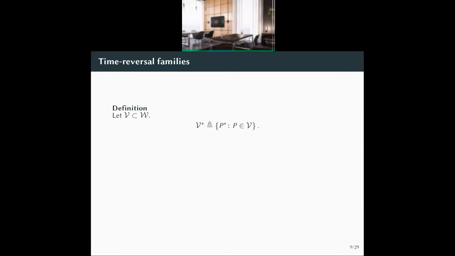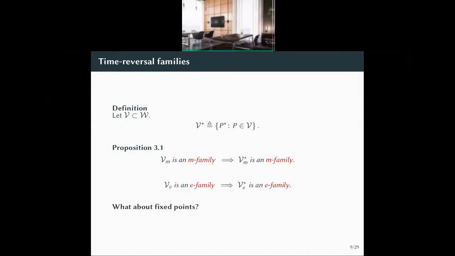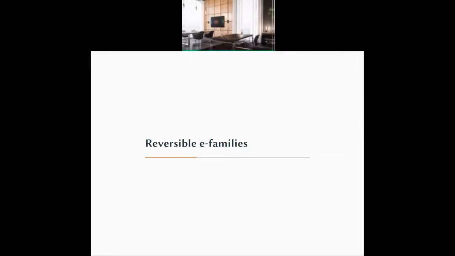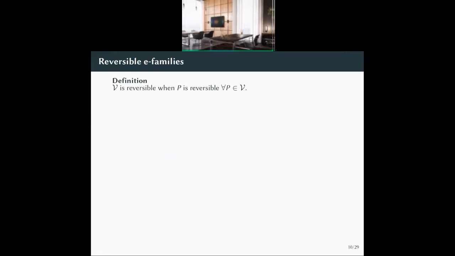First, an observation. If now I'm taking a subset of all irreducible kernels, I can define the time reversal of the family to be just the family of all the time reversals. And the first thing we can quickly observe is that if V is an M family, then V star is also an M family. Similarly, if V is an E family, then V star is also an E family. So our next question is, okay, what remains unchanged by taking the time reversal? If you have just one point, this corresponds to reversible chains. If you have a collection, then we'll define what we call reversible E families. So V is going to be reversible when every member of the family is reversible.